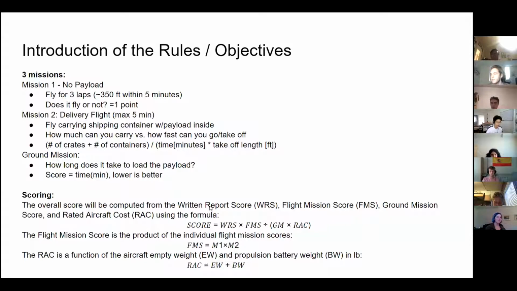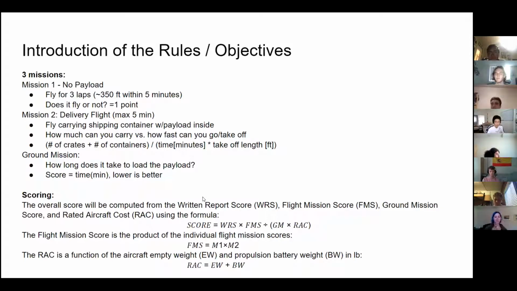So first off, the rules of this competition. We have 2 flying missions. The first one with no payload, just a naked airplane. Does it fly? That is the main question. If we do fly, we get a point. If we don't, there goes our competition.